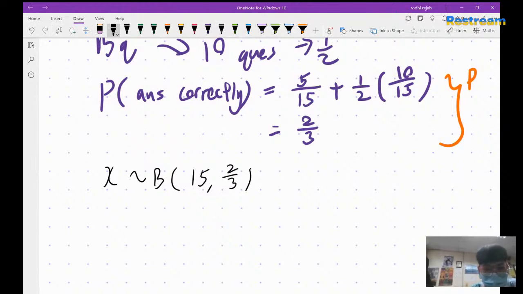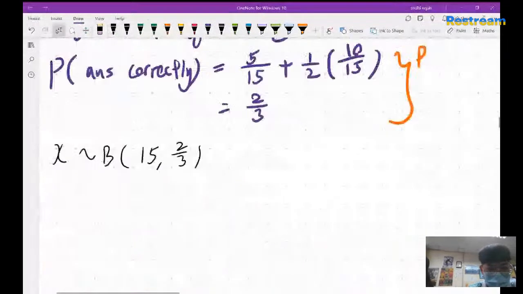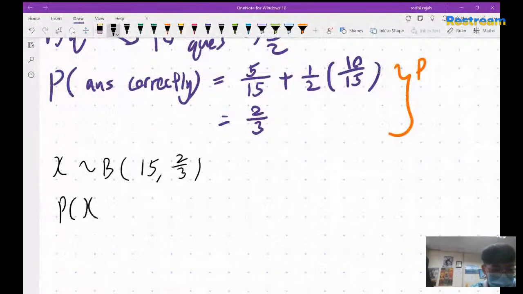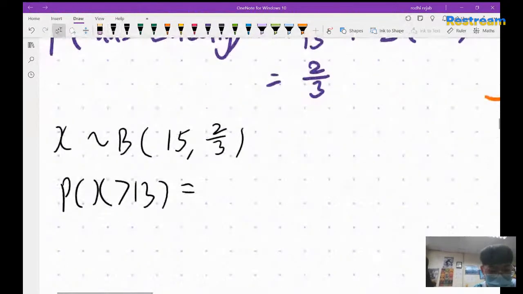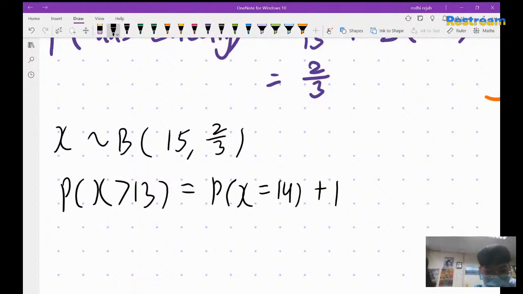Now find the probability that he managed to get more than 13 questions correct. We can write P of X more than 13. There are 2 ways to get this. We can just write P(X equals 14) plus P(X equals 15).